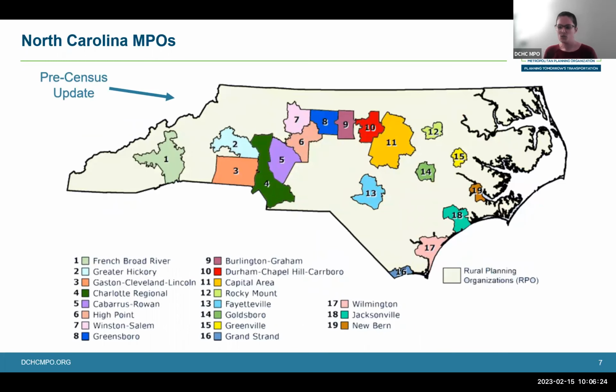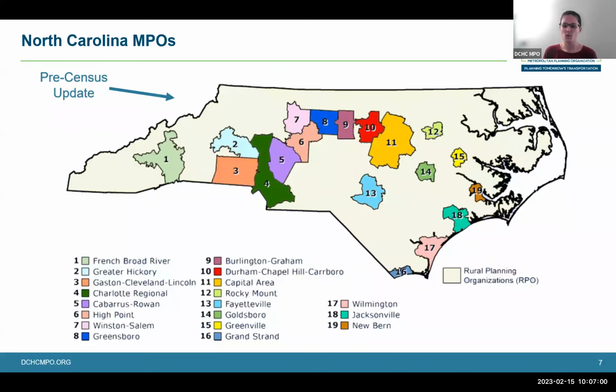In North Carolina, we are one of 19 MPOs. This is pre-census update. So I believe that the Pinehurst MPO has been created as of that update in the past 2 months now. But these are the general MPOs. You'll see in this beige area are the RPOs, the rural planning organizations. So there's a good amount of MPOs out there that we can compete with funding throughout the state, and we'll see more information on that later.